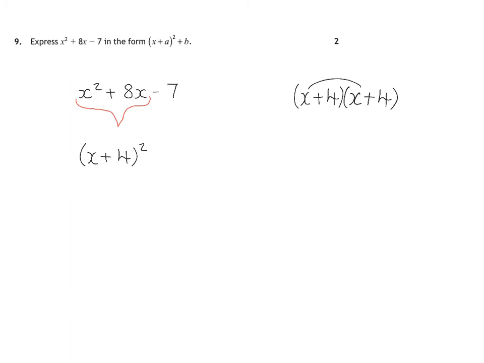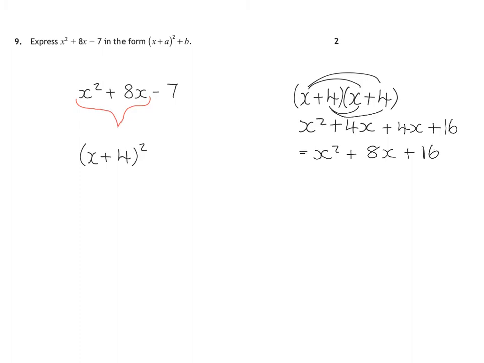we're going to get x squared plus 4x plus another 4x plus 16. So x squared plus 8x plus 16. So that gives us those first two terms. So we have these here, these two that we're looking for. However, we have a pesky plus 16 when we multiply that bracket that we don't want.